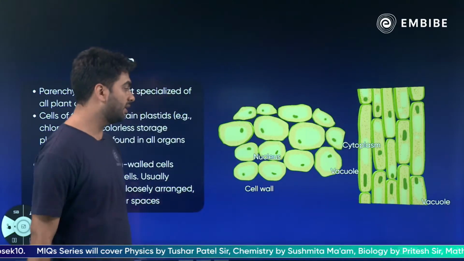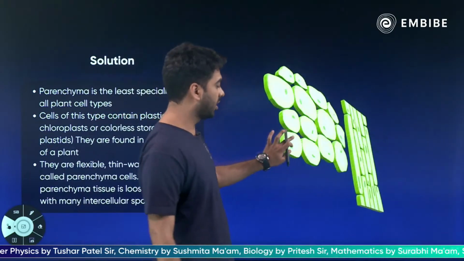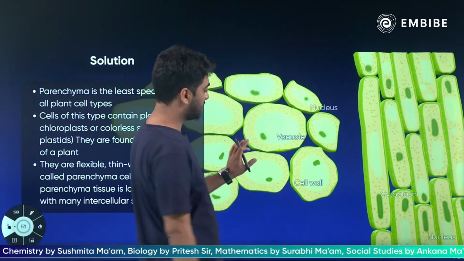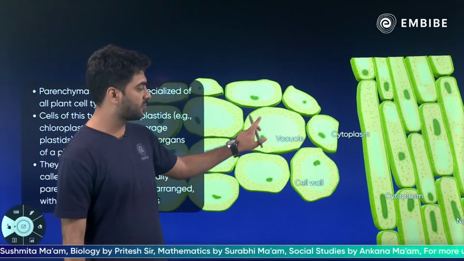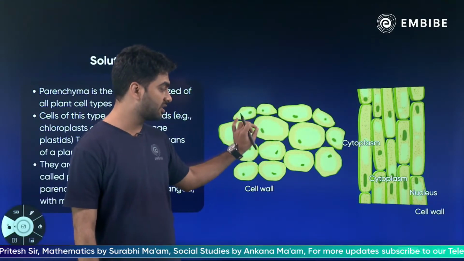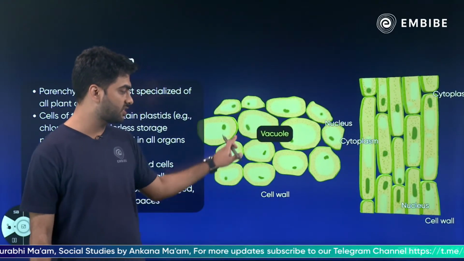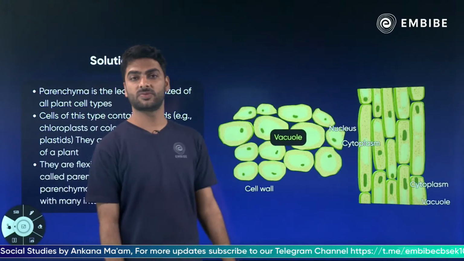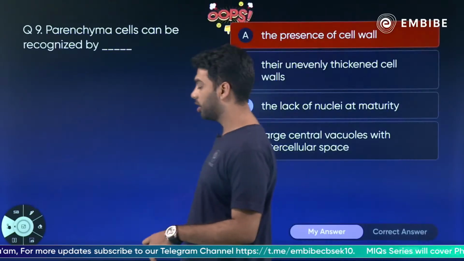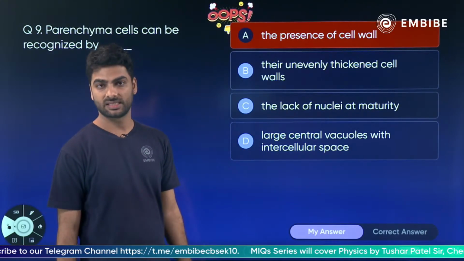So Simran, you are right. Lots of intercellular spaces, as you can see over here. So this is your parenchyma. It has got lots of intercellular spaces. Can you see? Lots of intercellular spaces, very large nucleus, right? A very large vacuole and a dense nucleus over here, and large intercellular spaces. So the way to recognize parenchyma will be a large central vacuole with intercellular spaces.